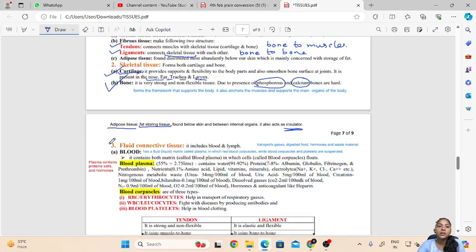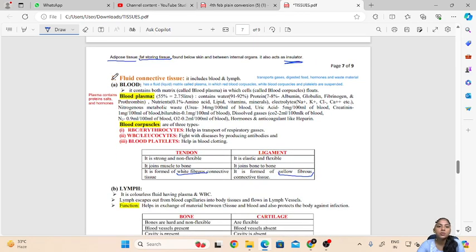Now the third type of connective tissue is the fluid connective tissue. This fluid connective tissue includes blood and lymph. As we know, blood is a fluid tissue, and it usually transports oxygen or different gases, digested food, hormones and waste material from one part or one organ of the body to other parts of the body.